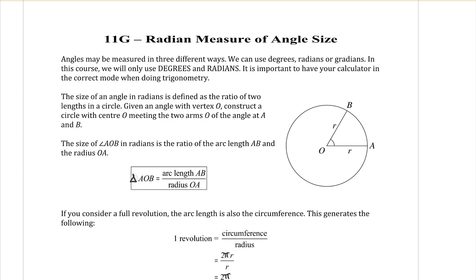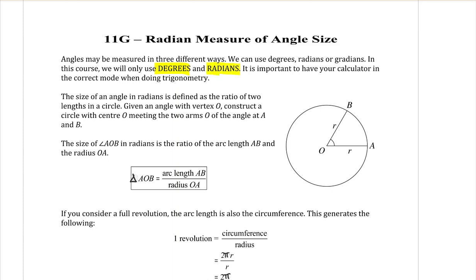Now, to describe a radian measure, we have this little description here at the top of your page. Angles may be measured in three different ways. We can use degrees, radians, or gradients. In this course, we only use degrees, which we're already familiar with, and we have this new one to learn about, which is radians.